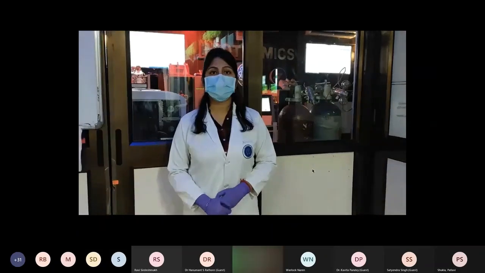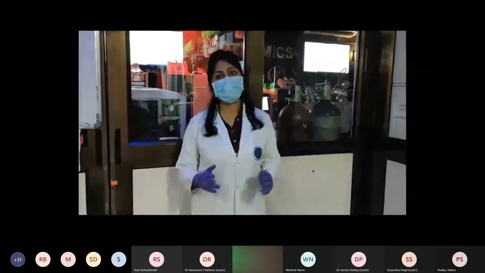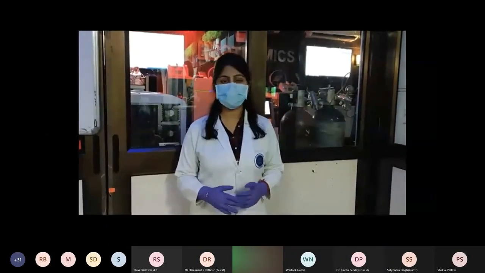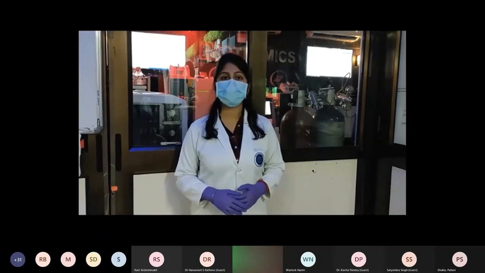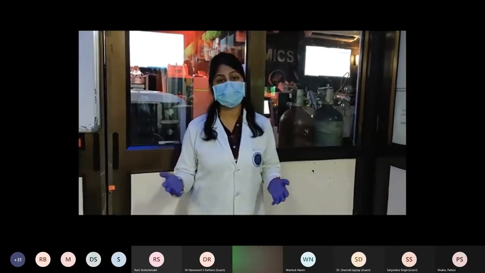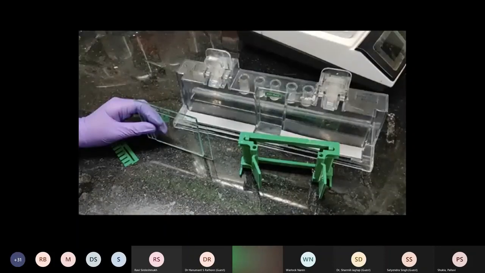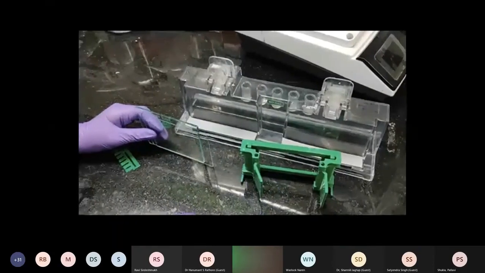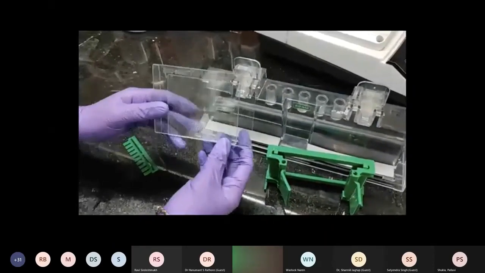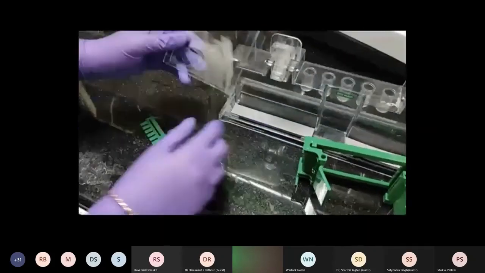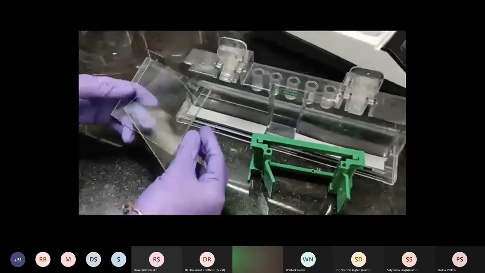Quality of the protein in a given sample can be checked using a gel. For this, one-dimensional SDS-PAGE can be used. Here we will demonstrate how to cast SDS-PAGE and how to perform the gel electrophoresis. For casting the gel, we need the casting apparatus and glass plates. The glass plates, one is a thick plate, another is a thin plate, and a suitably sized comb is also required.